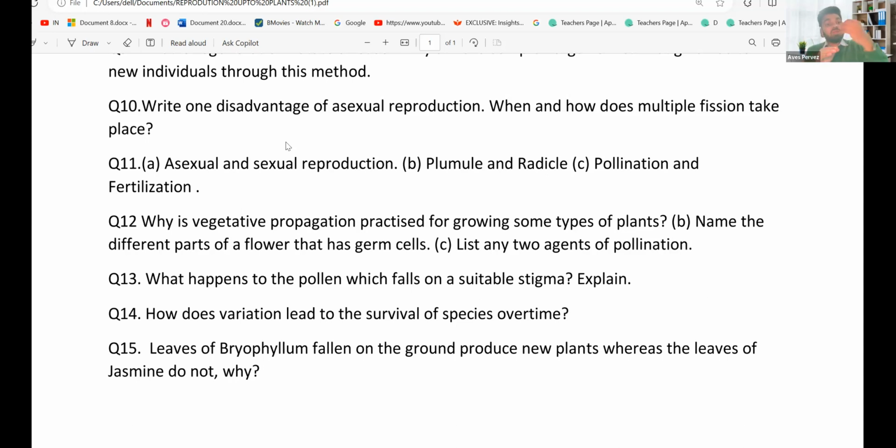So this change from red to green color is called variation, change. And this change is helping this organism to survive from its predators. So this is what I was explaining to you.